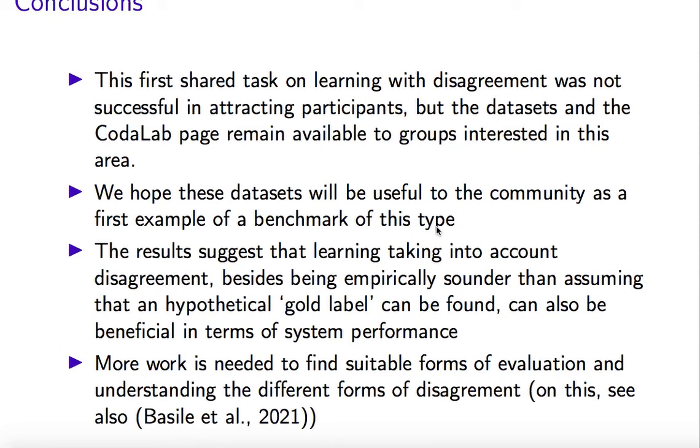The results suggest that learning while taking disagreement into account, besides being empirically better founded than simply assuming that a hypothetical gold label can be found, can also be beneficial in terms of system performance. But more work is still needed to find good forms of evaluation. Those who are interested in this issue, we encourage to look at our presentation at the forthcoming workshop on benchmarking past, present, and future.